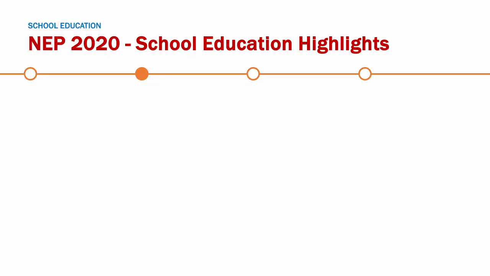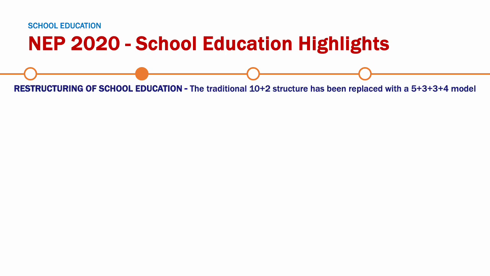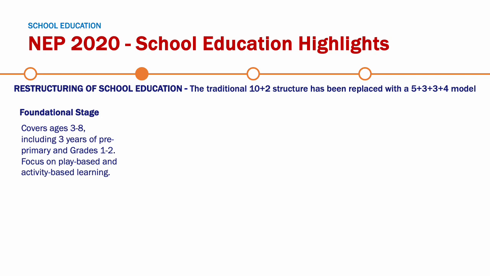Let us now move on to understanding the school education highlights. One of the key points is the restructuring of school education from the traditional 10+2 structure, which has been replaced. The following stages are important to keep in mind. In the foundational stage, which covers ages 3 to 8, including 3 years of pre-primary and grades 1 to 2, the focus will be on play-based and activity-based learning.